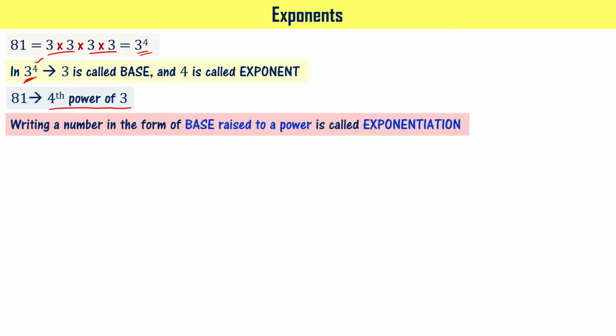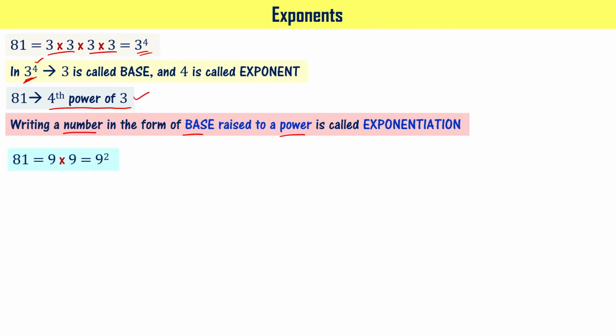Writing a number in the form of base raised to a power is called exponentiation. In the case of 81, that was the number, we have base as 3 and power as 4, right? We have expressed 81 as 4th power of 3.